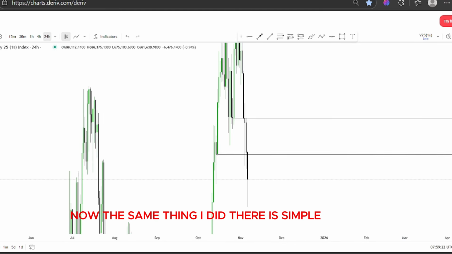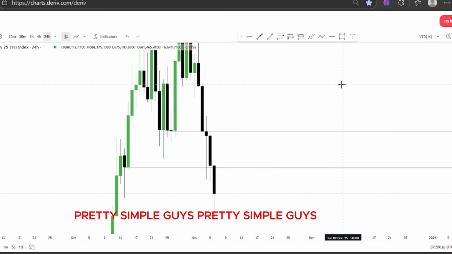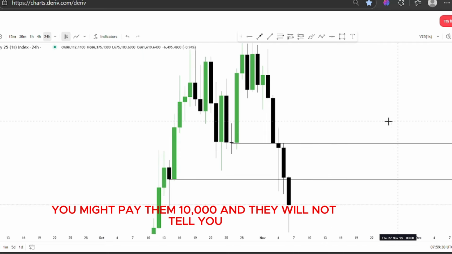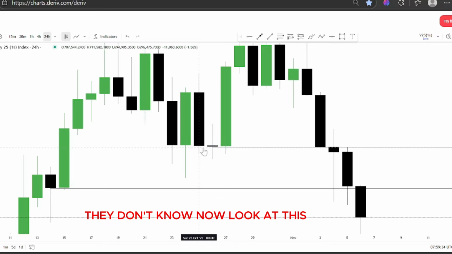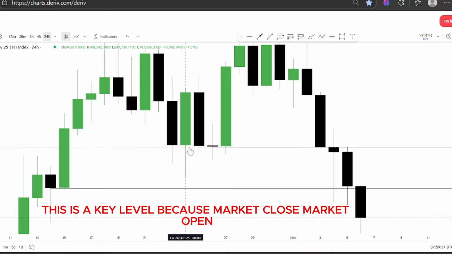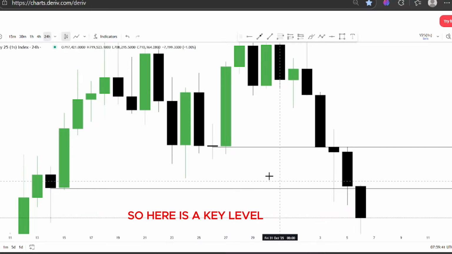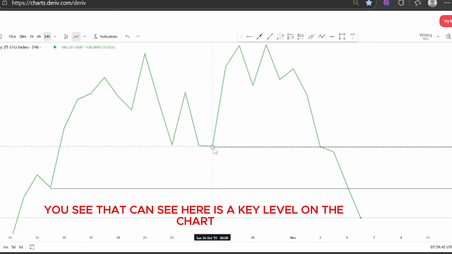Now, the same thing I did there is pretty simple, guys. Your mentor does not know this. You might pay them 10,000 and they will not tell you. They don't know. Now, look at this. This is a key level because market closed, market open, market closed here, and another one open right there. So here's a key level on the chart. If I switch to line charts, you can see here's a key level on the chart.